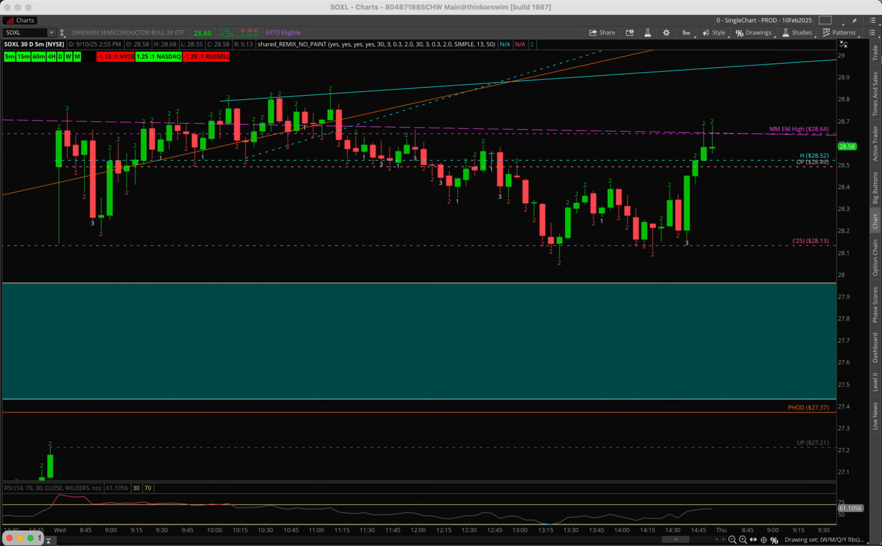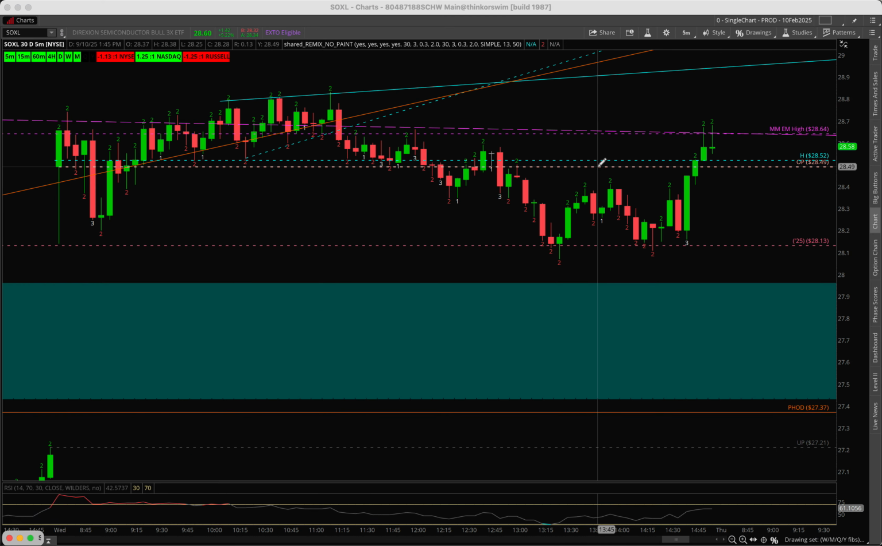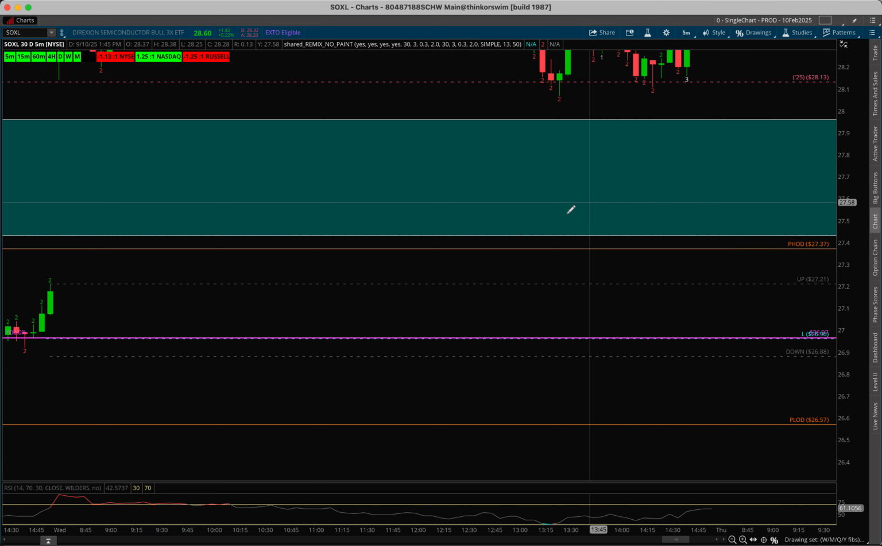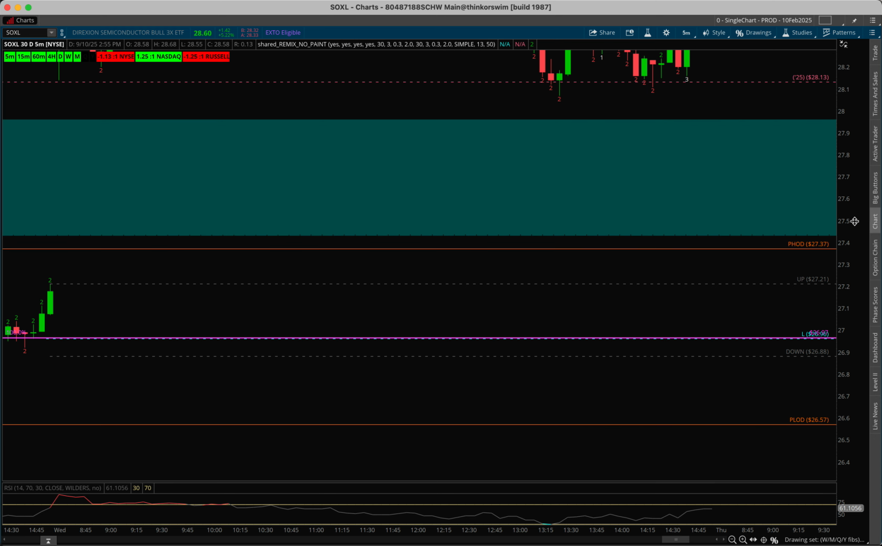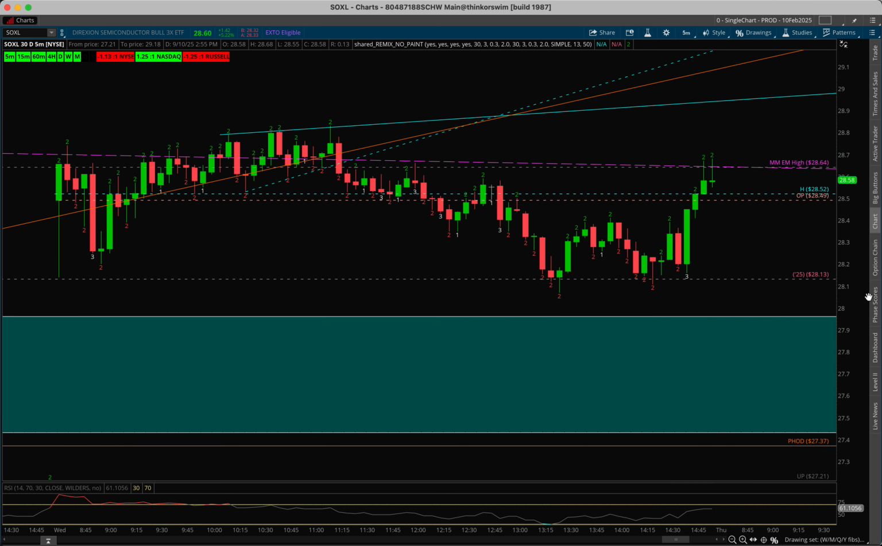Looking at the intraday price action, we can see the 4-hour levels that we use every day for intraday trading. We've got the opening print, the overnight high, the previous high of day, the 4-hour trigger to the upside, the 4-hour trigger to the downside, and then the previous low of day. So obviously these really didn't come into play today. Price action was pretty consolidated all day.